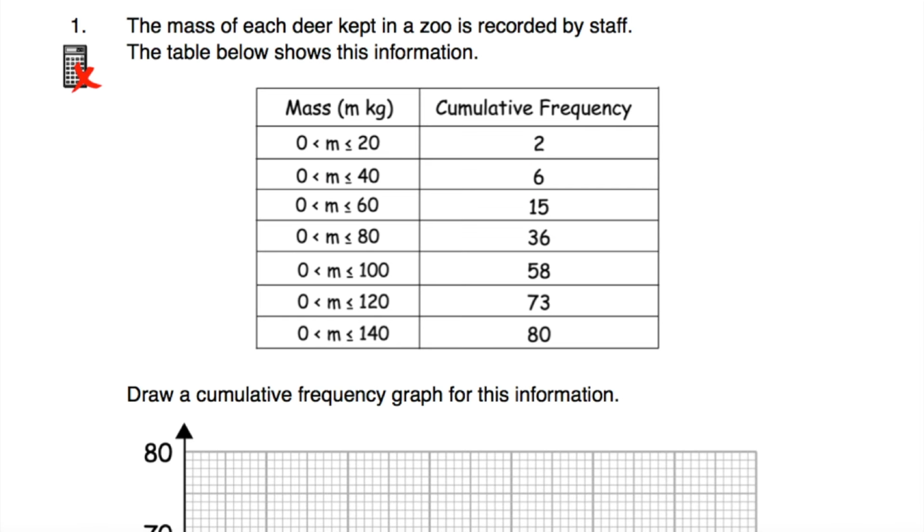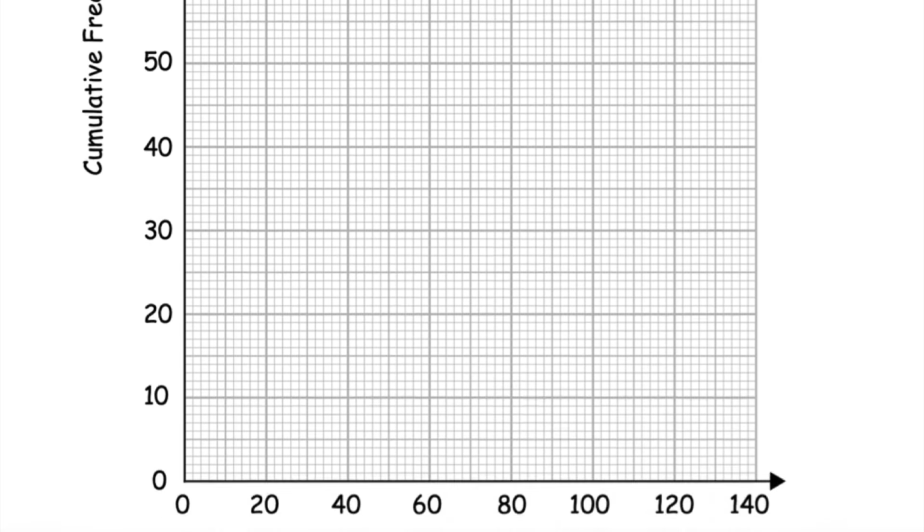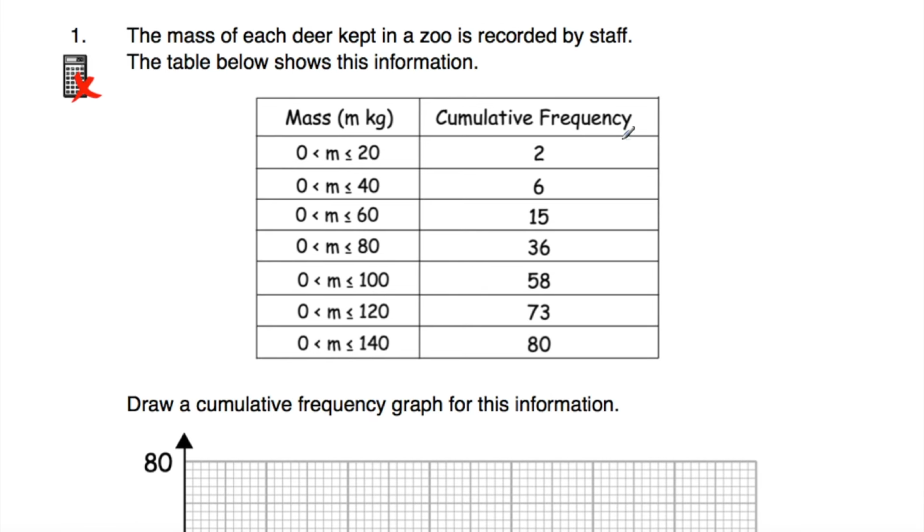To draw this cumulative frequency graph, we're going to go back up to our table and look at our first category. We've got between 0 and 20 kilograms and a cumulative frequency of 2. That means 2 deer have a mass of under 20 kilograms, and we're going to plot that 2 at the end of the category. So we're going to go 20 across and 2 up. Likewise, for the next one, we're going to go 40 across and 6 up, and so on.